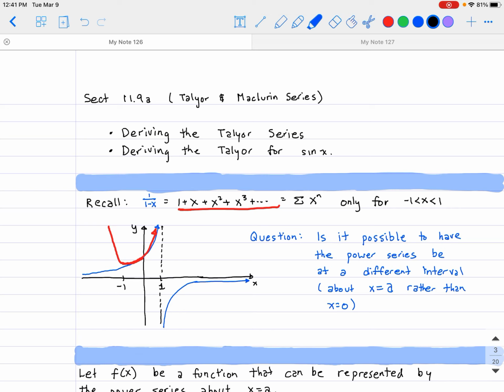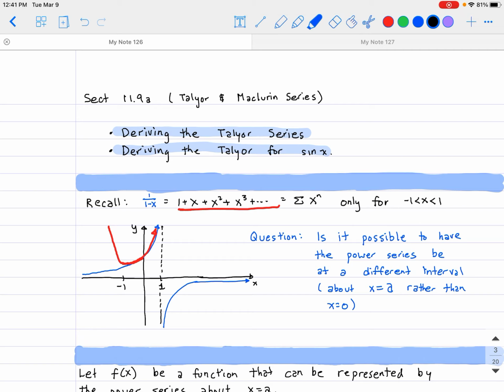So here in the first part, we're going to go ahead and derive the Taylor series, as we said. And then in addition to that, we're going to derive the Taylor series for the sine of x. Okay, so again, Taylor series is just a name for the power series thing that we've been doing so far.